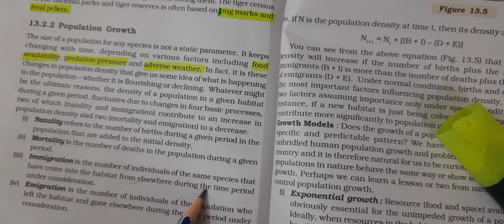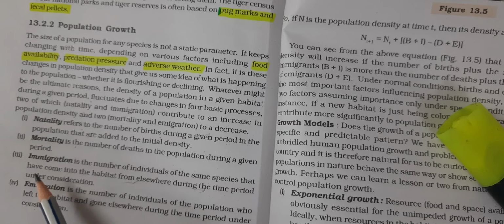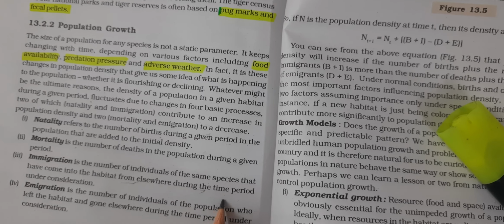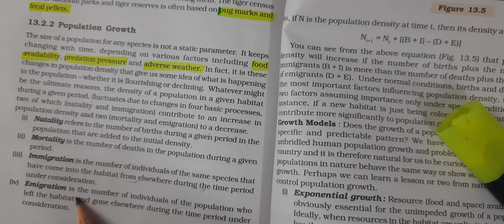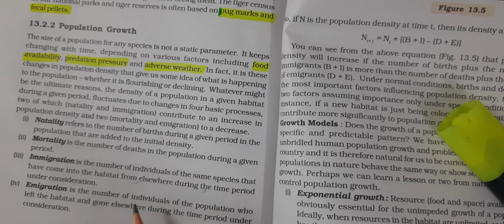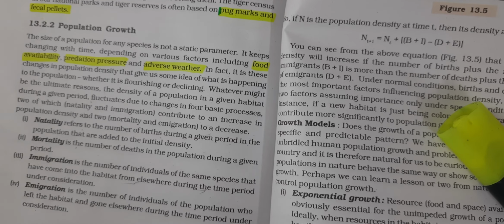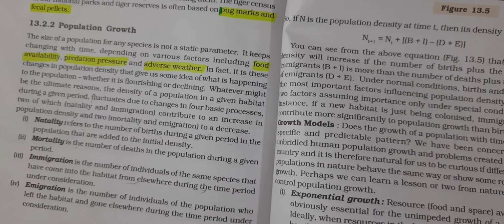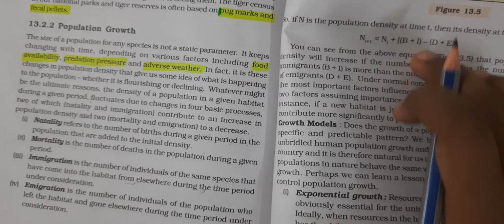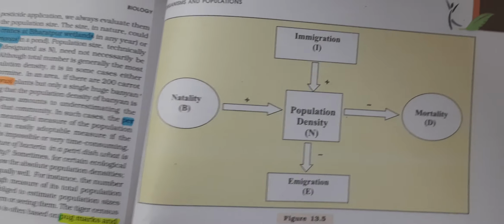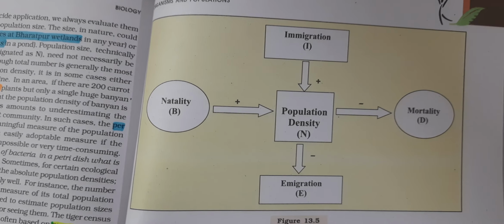Immigration is the number of individuals of the same species that have come into the habitat from elsewhere during the time period under consideration. Emigration is the number of individuals of the population who have left the habitat and gone elsewhere during the time period under consideration. So now we will be seeing the small table, this figure.